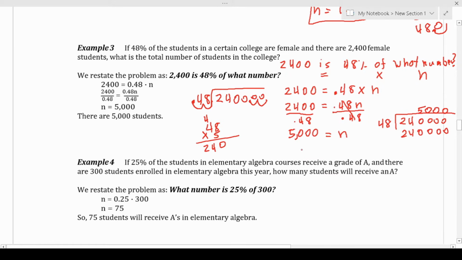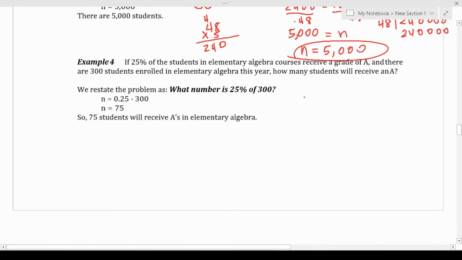In math, it's customary to write the variable for which you solved on the left. So this is n equals 5,000, which means that if there are 2,400 female students, there are 5,000 students in total. All right, so let's look at example 4. It says if 25% of the students in elementary algebra courses receive a grade of A, and there are 300 students enrolled in elementary algebra this year, how many students will receive an A?